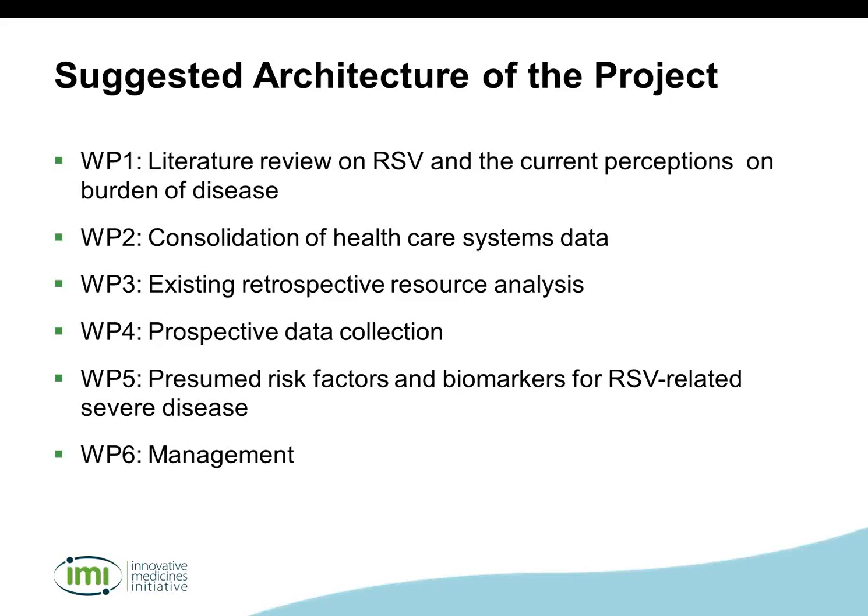Work package 3 would look at existing retrospective databases and look at linking them and analyzing them and drawing initial conclusions around RSV. Work package 4 would then develop a prospective data collection approach that would hopefully be more comprehensive, because we could proactively screen and test for RSV so that we get all patients within the catchment area. And then work package 5 would look at presumed risk factors and biomarkers for RSV-related severe disease and expand and develop on them. And then work package 6 would be the management office and the coordinating resource for all of the other work packages. So it would basically be an administrative structure for the project overall. Next slide, please.